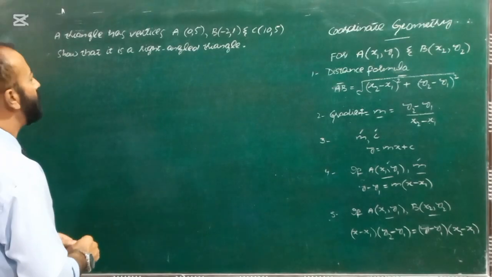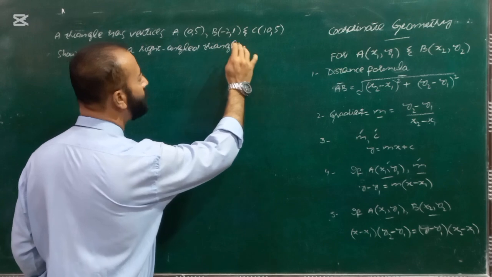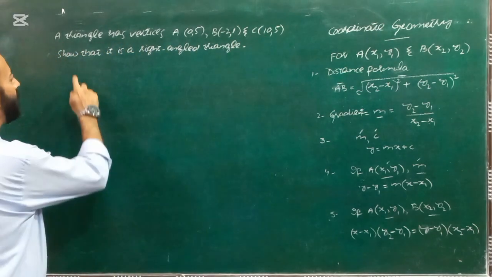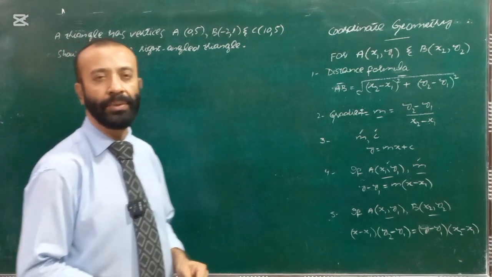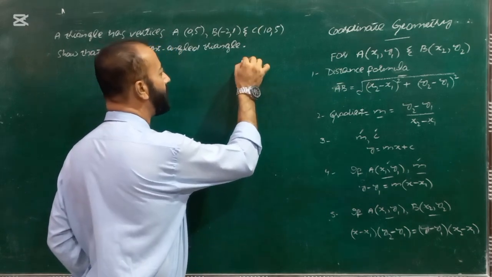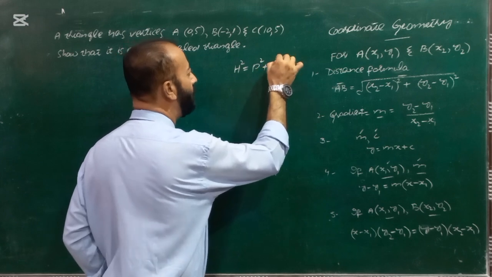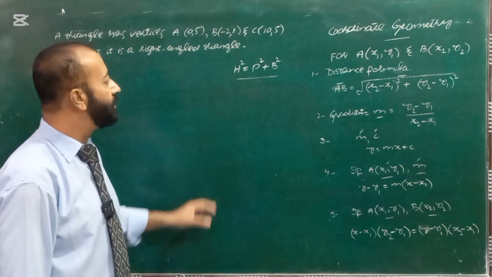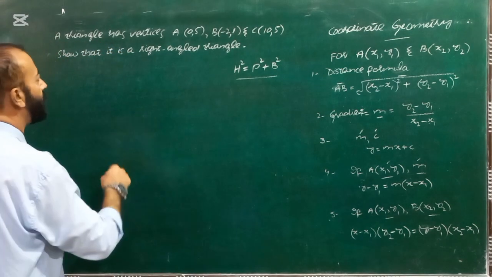Here is another question that is very important. A triangle has vertices A (0, 5), B (-2, 1), and C (10, 5). The vertices of the triangle are given, and it is required to show that it is a right angle triangle. You know that in a right angle triangle the Pythagoras theorem is applied. So if the Pythagoras theorem holds for any triangle, that will be a right angle triangle. And so we will check this rule to hold in this question.